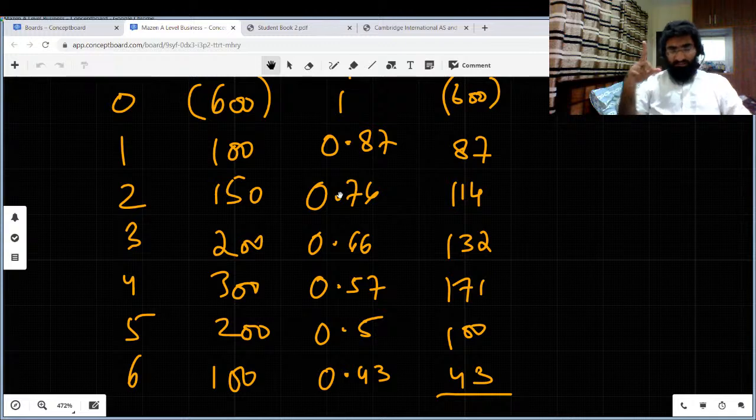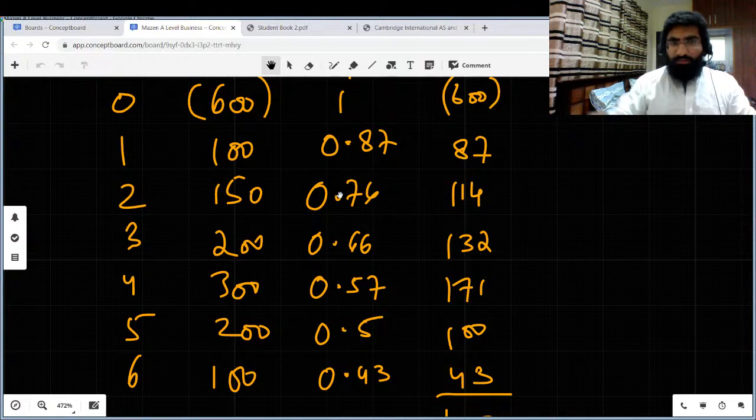So minus 600, plus 87. When you wrote minus 600, did it write at the end? I wrote minus 600 at the end. Okay, fine. 87 plus 114 plus 132 plus 171 plus 100 plus 43, and then you subtract 600. 47 is the answer, right? Yes. 47 is the net cash flow or net present value of this project.